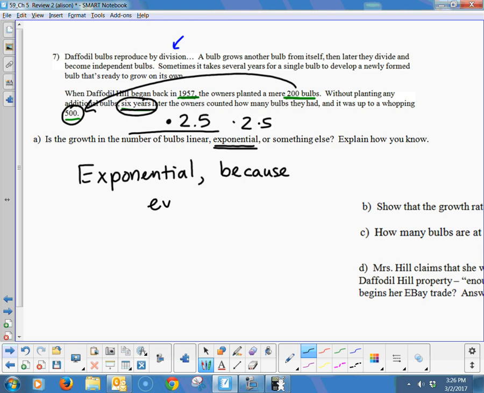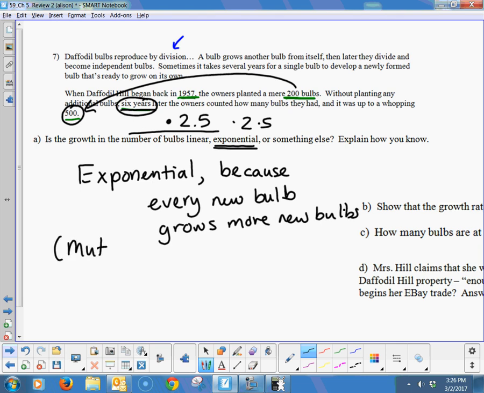I'm going to say because every new bulb grows new bulbs. More new bulbs. Or you could say it's a multiplying pattern. Multiplying. Lots of ways to say this.